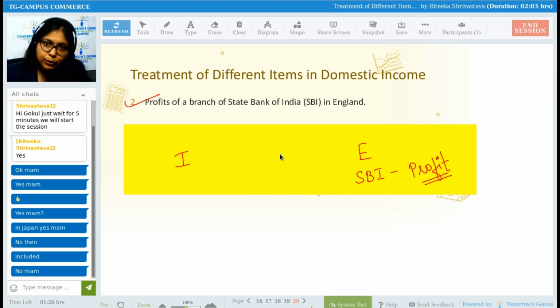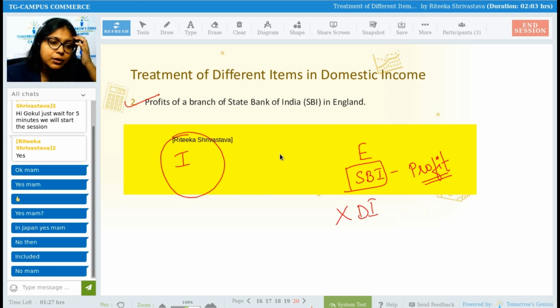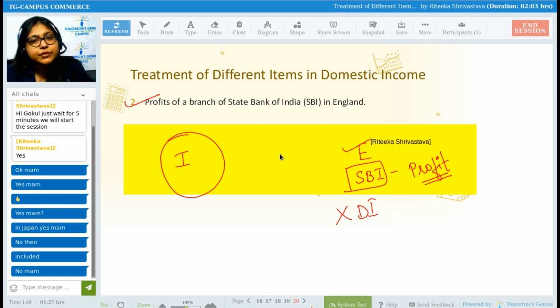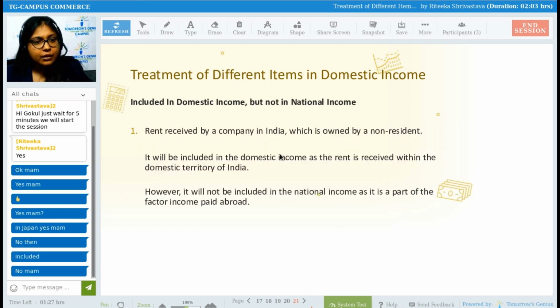No. It will be included in national income because it is an Indian company situated in some other country. Fine. Their profit is still part of national income, but it cannot be part of domestic income because it is not within the domestic territory of our country. It is within the domestic territory of some other country. Now, in the two examples we saw, the income was included in national income but not included in domestic income.